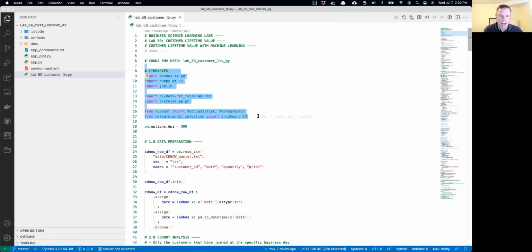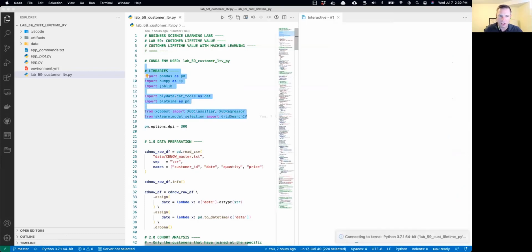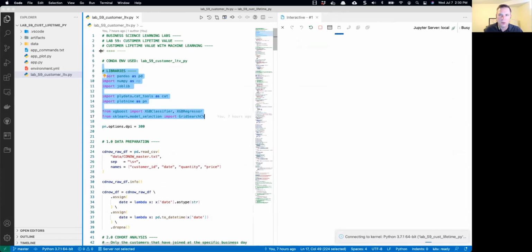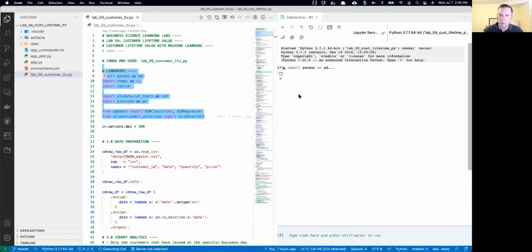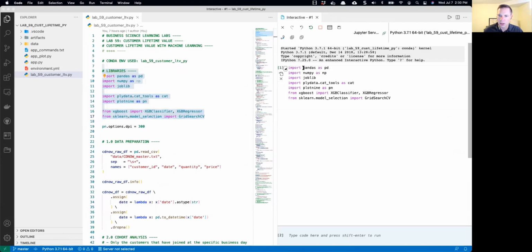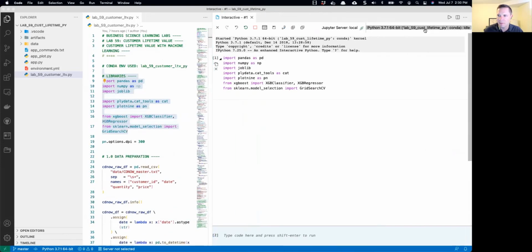We're going to load some libraries. I'm going to hit Shift and Enter, and this is going to go to an interactive Jupyter window. You can see what's running right now, and this looks a lot like Jupyter. Also you can see over here the interpreter is Lab 59 customer lifetime Pi, which shows you that it's working. So we just imported Pandas and NumPy. These are your basic, core data science and data wrangling libraries.